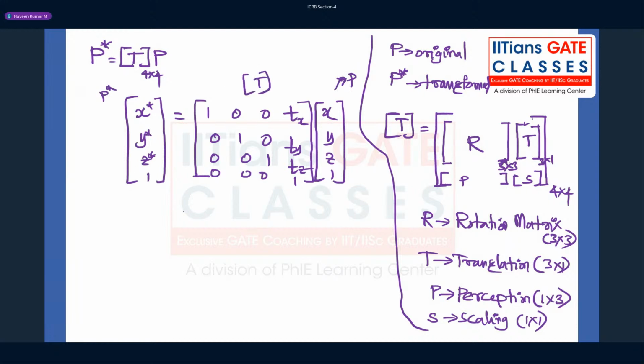Okay. So if you do that, you'll get X star is equal to X plus Tx. You do the multiplication, you'll get the same thing what I'm doing here. Y star is equal to Y plus Ty, and Z star is equal to Z plus Tz. So it is translating. You are moving the point in some translatory X, translatory Y, and translatory Z.